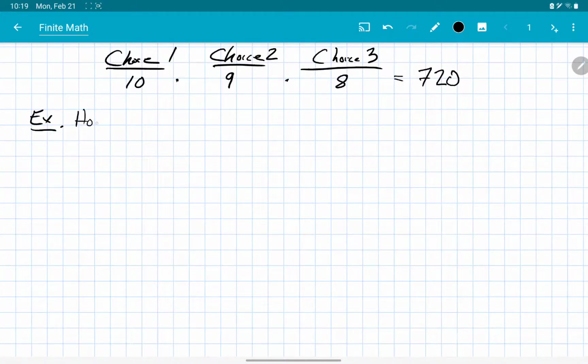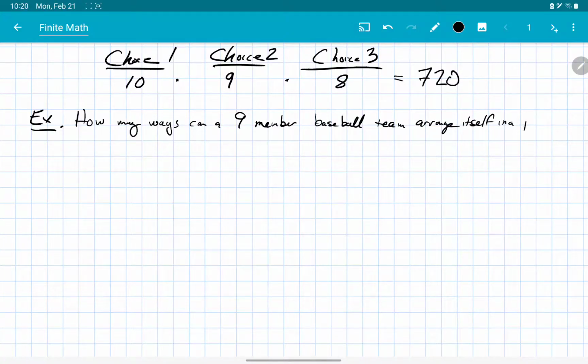How many ways can a 9-member baseball team arrange itself in a photo? Okay, we're going to assume they're all in a line. So we've got 10 baseball players. How many different ways could they arrange themselves for a team photo?